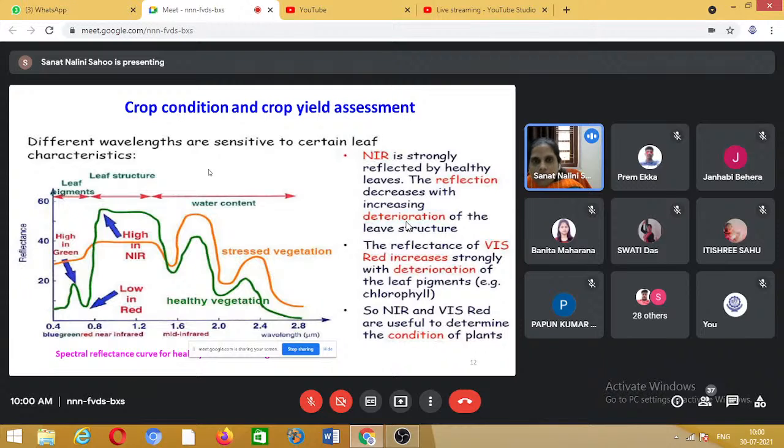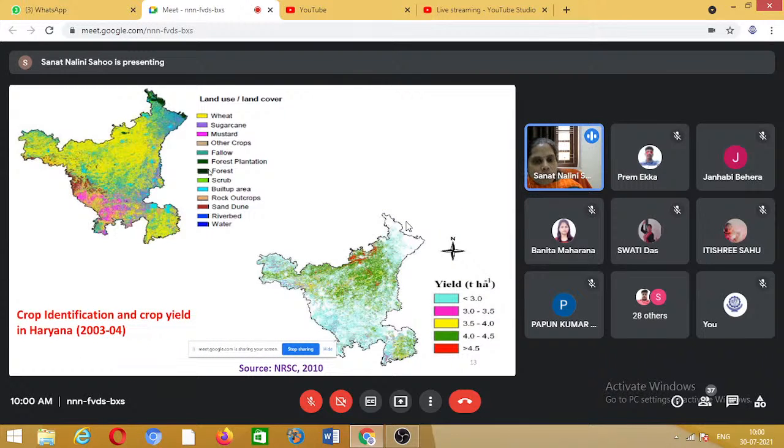So there are different applications also. This shows crop identification and crop yield for Haryana for a certain year. You see there are different types of crops that are grown, and very well with the help of remote sensing we can identify these crop types and their areas. This is the yield, how much yield there should be for that particular year. Okay, so this type of study is very well possible with the help of remote sensing tools.